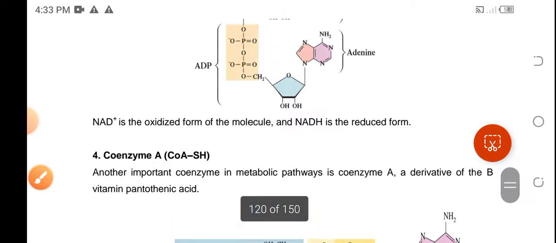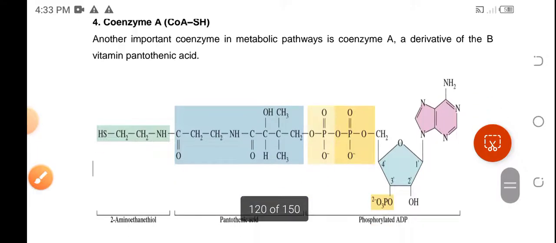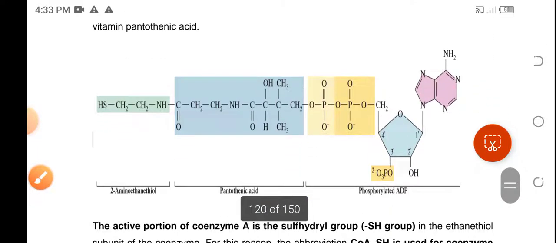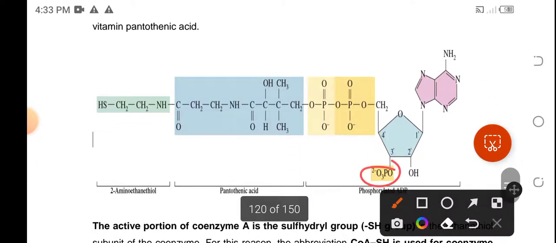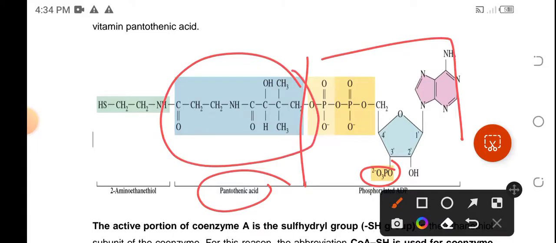Titingnan natin, balikan natin yung pentose sugar nung NAD and FAD. Yung ating 3rd carbon atom ay may hydroxyl. For it to be phosphorylated, yung hydroxyl group has been replaced by a phosphate group. Nevertheless, ADP pa rin siya. And from that ADP, meron tayong ito yung B5 or vitamin B na component ng ating coenzyme A. This is the pantothenic acid.